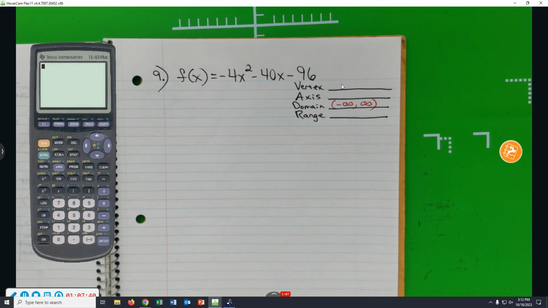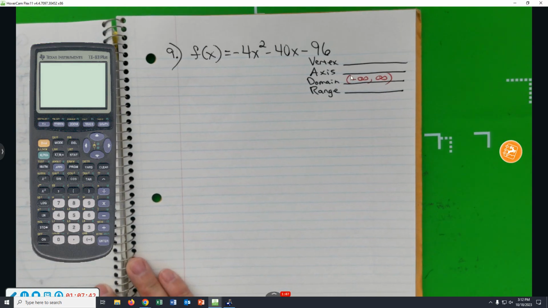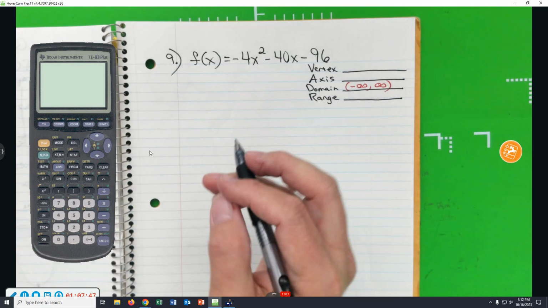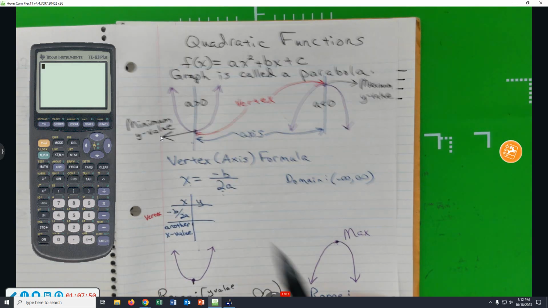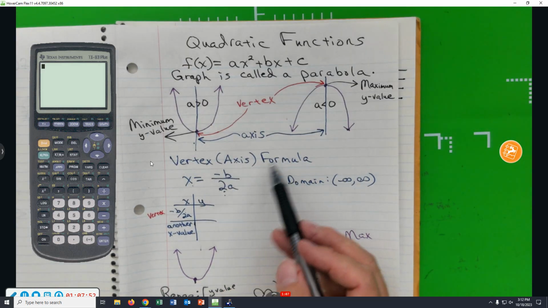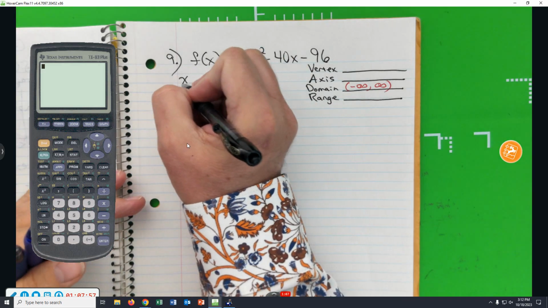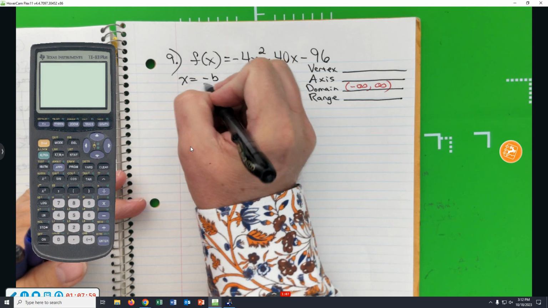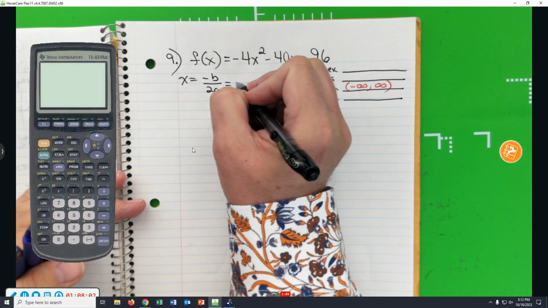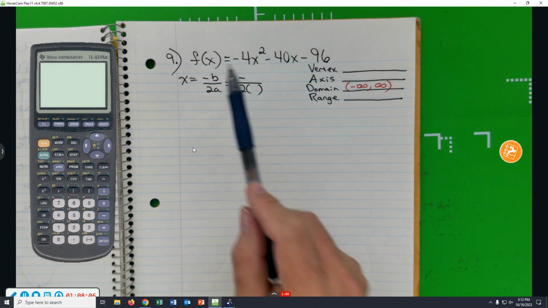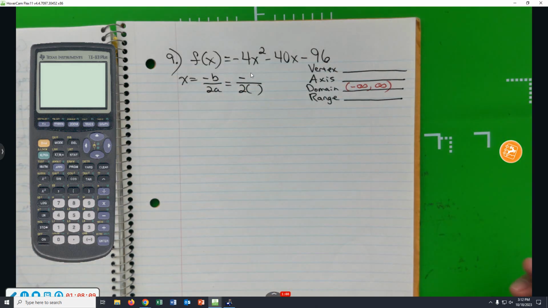So now let's use our vertex formula to find the vertex. When you do that, you'll also be finding the axis. That's right. Because remember I said the vertex and the axis formula, you're using the same formula. X equals minus b over 2a. Look up here. What's b? Think of it as a quadratic equation. What would b be?